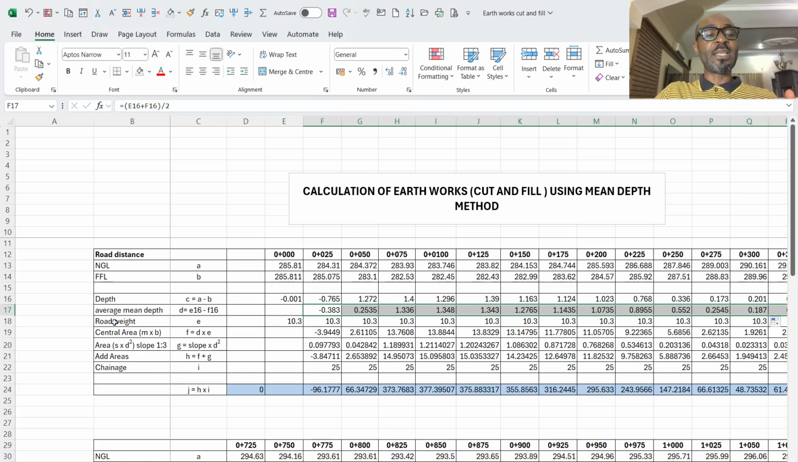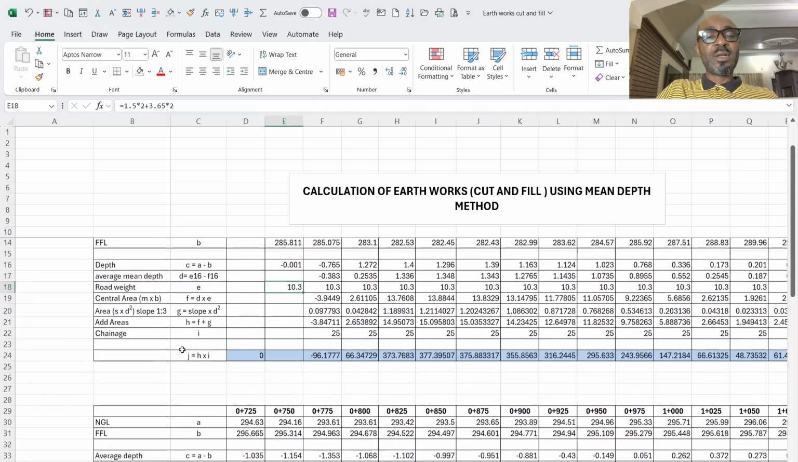So the next one again is for me now to bring my road width to the table. And like I said, if you add 3.65 times 2 plus 1.5 times 2, it will give you 10.3. And that is what I did here. 1.5 times 2, 3.65 times 2. I also drag all through because the width is all the same.